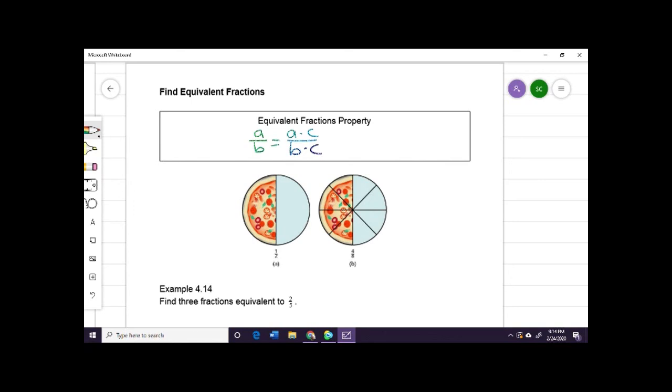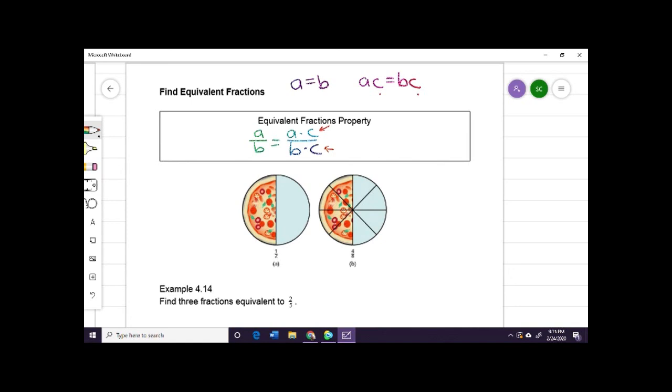I'm going to jot it up at the top here just so you remember what the multiplication property of equality is. It says that if A equals B, then A times C is equal to B times C. If you multiply both sides by the same thing, it does not change the equality. Same thing is true for the tops and the bottoms of fractions. If you multiply the top of the fraction and the bottom of the fraction by the same number, then you still have an equivalent fraction.